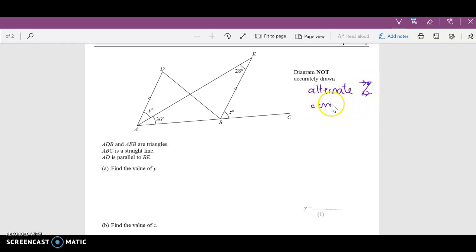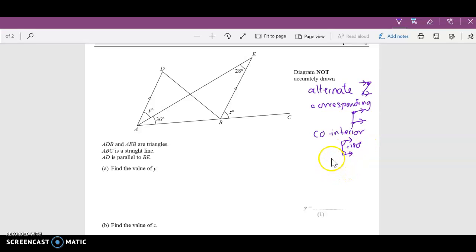Then you've got the corresponding, which is sometimes described as the F rule, because if you think of these as your parallel lines, the angles on the underside here are the same. You've got co-interior. Now that's slightly different. It's also known as a C rule. If you've got your parallel lines here, then this angle plus this angle equals 180 degrees.